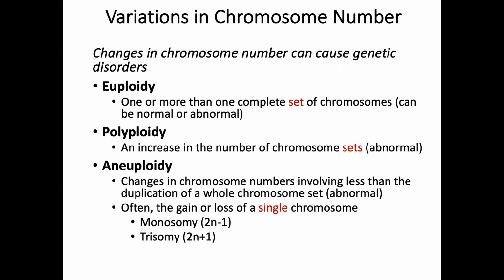A loss of a single chromosome is called a monosomy. In humans, monosomy has 45 chromosomes, and a gain of a single chromosome is called a trisomy. In humans, trisomy has 47 chromosomes.